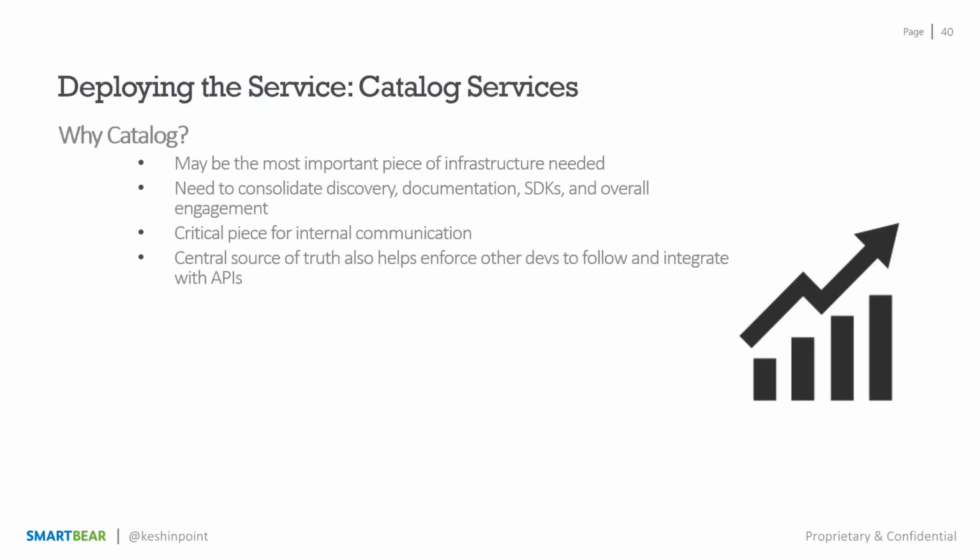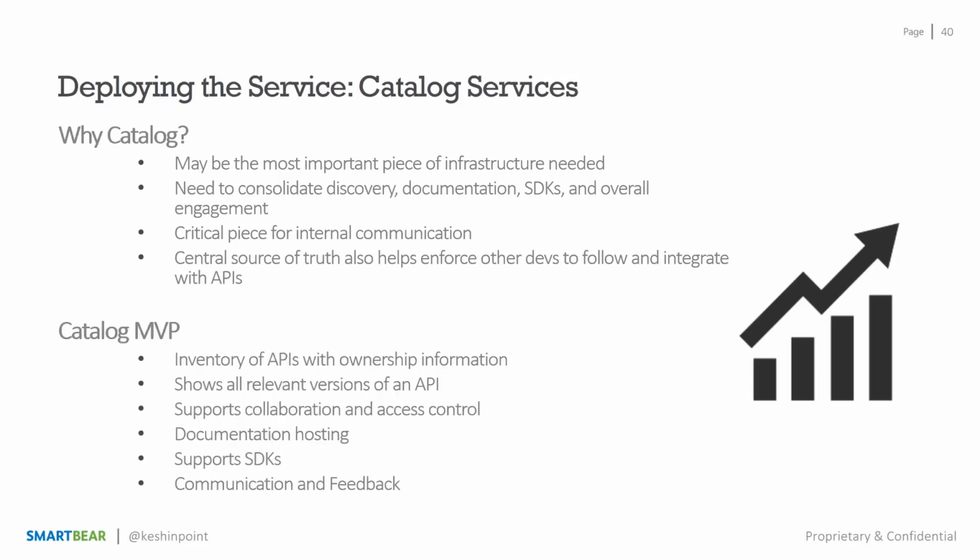And so that's why it's really important to have the catalog of an API. This piece of infrastructure is probably the most important. Given the scale of any large organization, you need to have a central place to consolidate all APIs, the documentation, the SDKs, and also the overall engagement process, right? And make sure that your internal developers actually have a central location to go in and discover APIs to build out their applications or build out their services. So you need to ensure that when you're actually deploying these services, they actually have a catalog for them.